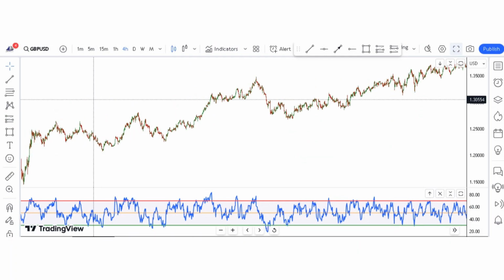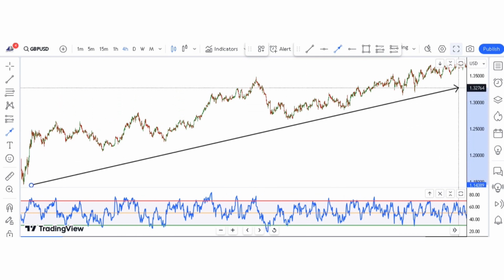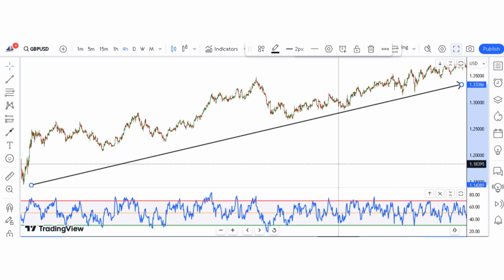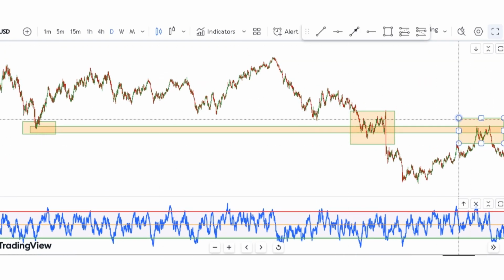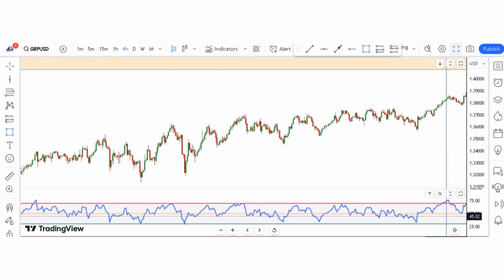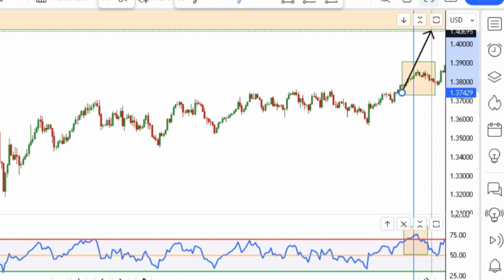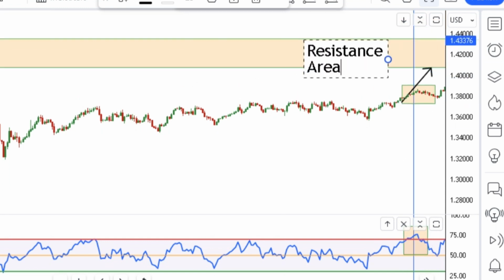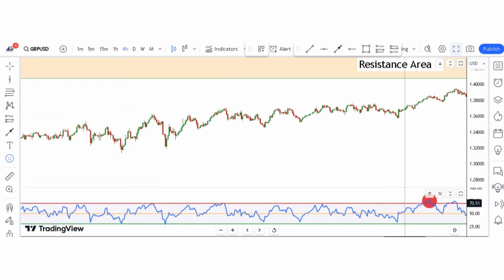On this 4-hour chart, we're looking at the British pound USD currency pair. It's clear that there's an uptrend, but we're anticipating a change in direction and aiming to go short. We've identified a resistance area on the daily time frame, which previously acted as support. Returning to the 4-hour chart, we notice the RSI climbing above 70 after an extended uptrend, but it's still quite distant from our resistance level.